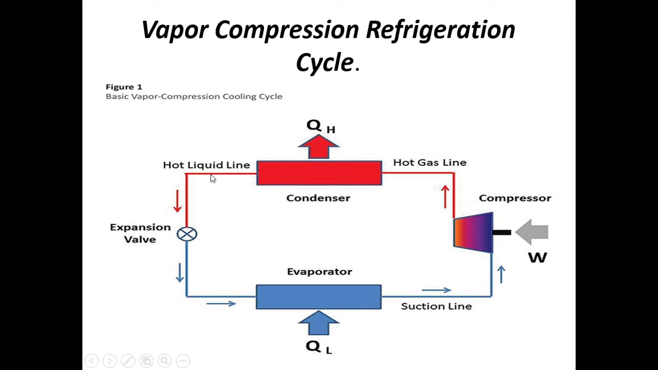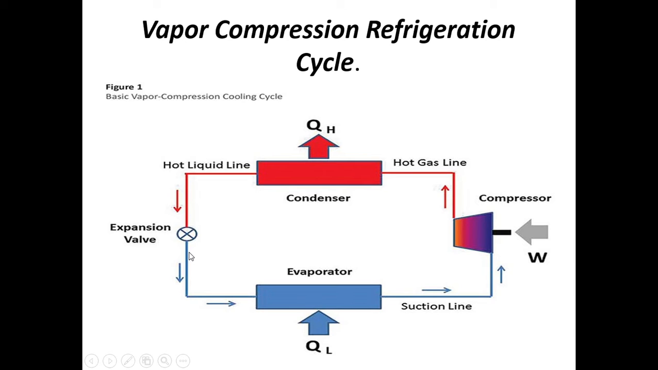Now when this hot liquid enters the expansion valve, there is an expansion. The refrigerant expands when it passes through the expansion valve. Due to that, a part of the liquid vaporizes. When the pressure on a liquid reduces, it vaporizes. A part of the liquid refrigerant vaporizes as it passes through the expansion valve because the pressure acting on the refrigerant is less after the expansion valve.